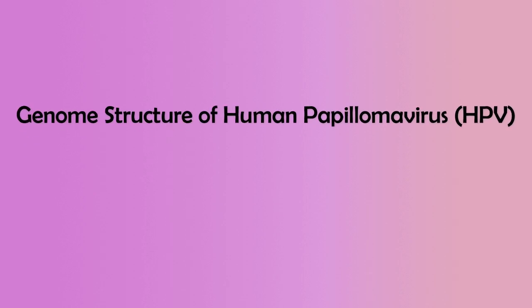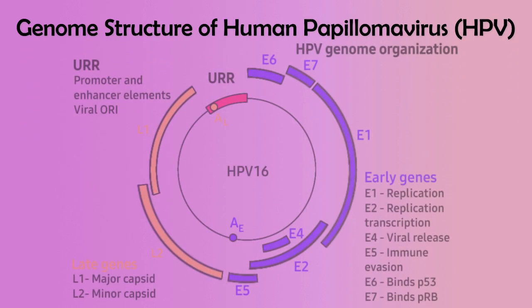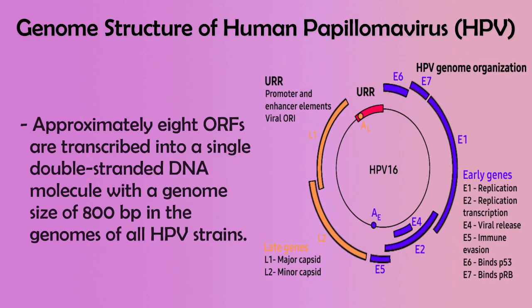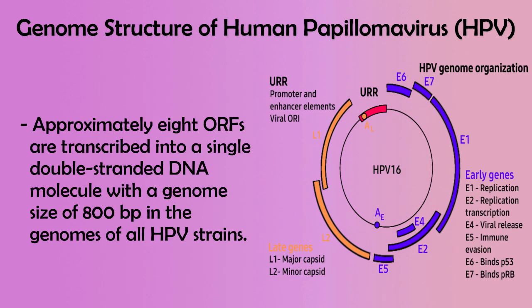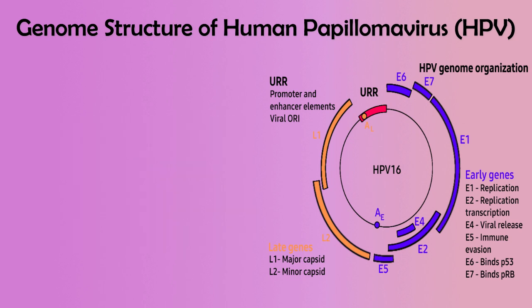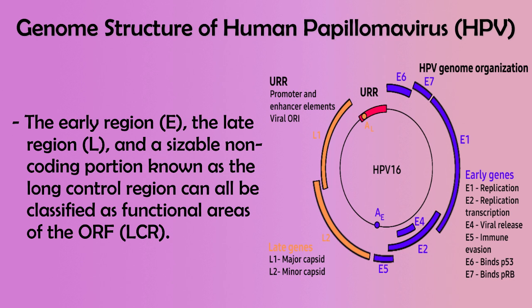Genome structure of human papillomavirus. With the help of this diagram, you can see approximately 8 ORFs are transcribed into a single double-stranded DNA molecule with a genome size of 8000 base pair in the genomes of all human papillomavirus strains. The early region E, the late region L, and a sizable non-coding portion known as the long control region, LCR, can all be classified as functional areas of the ORF.